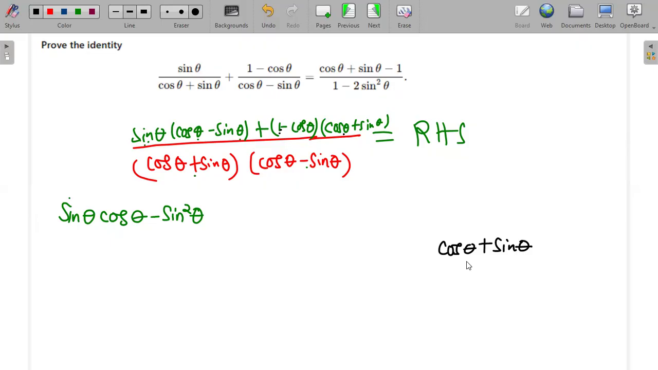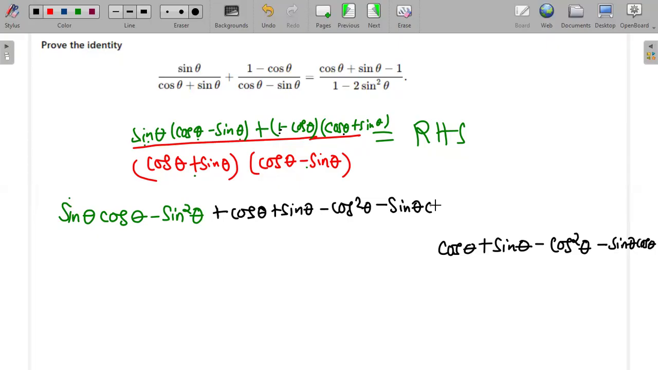Okay, and then minus cos theta multiplied by cos theta, I get minus cos squared theta. Minus cos theta multiplied by the sine theta, I get minus sine theta cos theta. Okay, so that is what I get there. So I'm going to write it here, so it will be plus cos theta plus sine theta, minus cos squared theta minus sine theta cos theta.